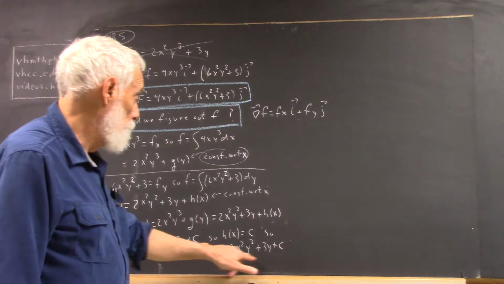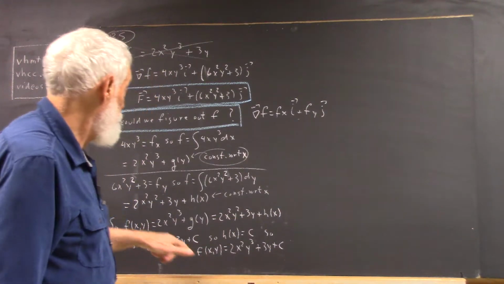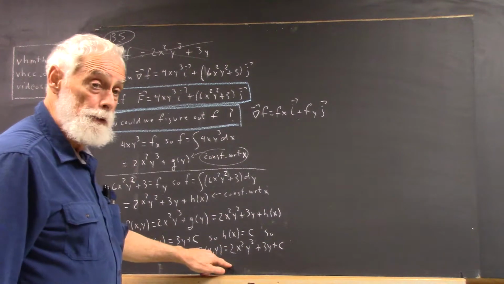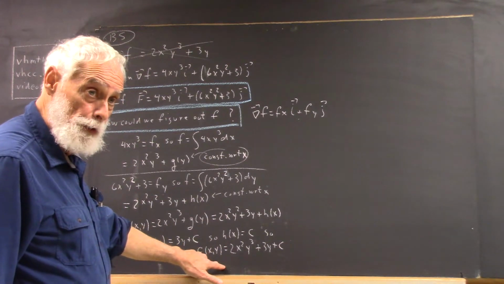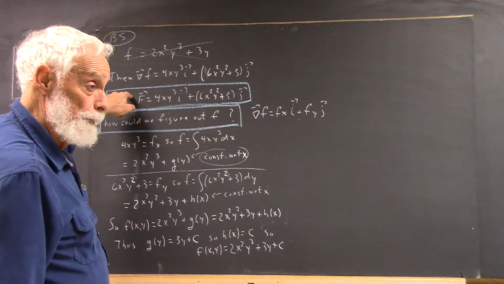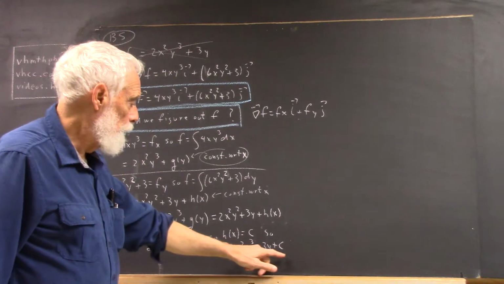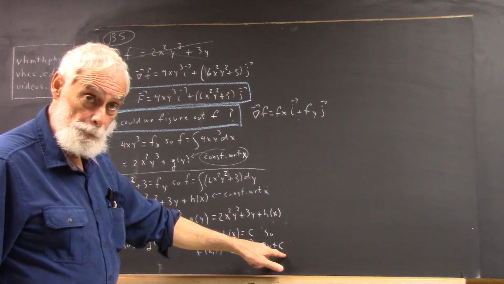And f of xy is this, and then this function is the gradient of this function, so this function is the potential function for this. And notice that we can add an arbitrary constant to any potential function.